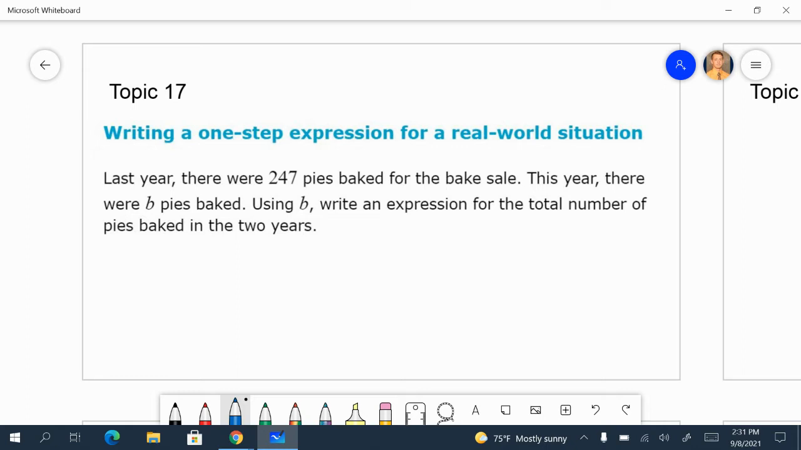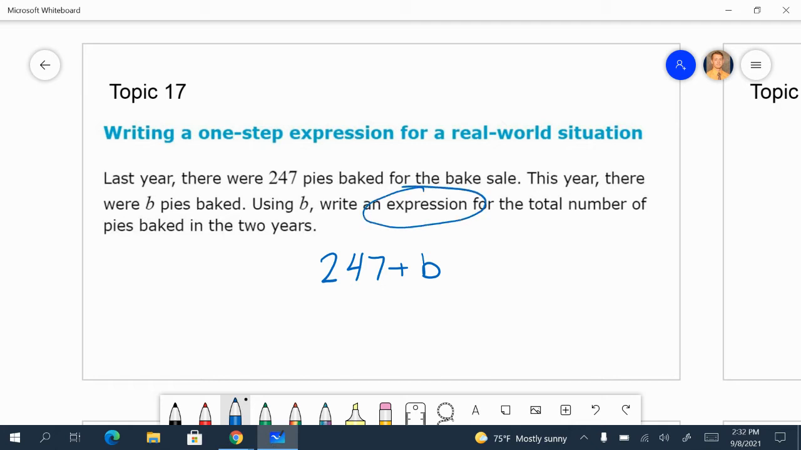These are all going to be word problems in this video, and we're going to be setting them up. Some of them start off pretty basic, and then we're going to get maybe a little bit more difficult, but not too difficult on these. So it says last year there were 247 pies baked for the bake sale. This year there were B number of pies baked. Using B, write an expression for the total number of pies baked in the 2 years. So obviously we started with the 247 pies, and we added on B pies. This would be the number of pies baked in the 2 years.